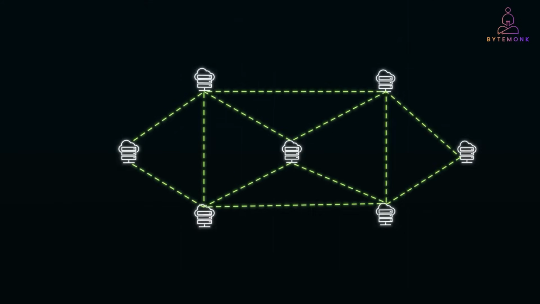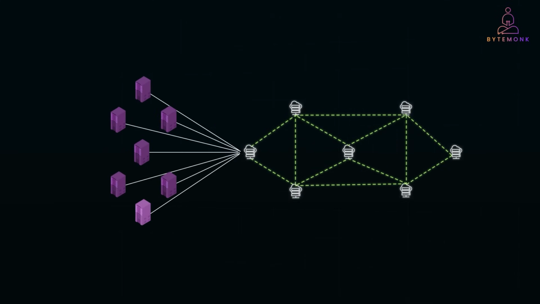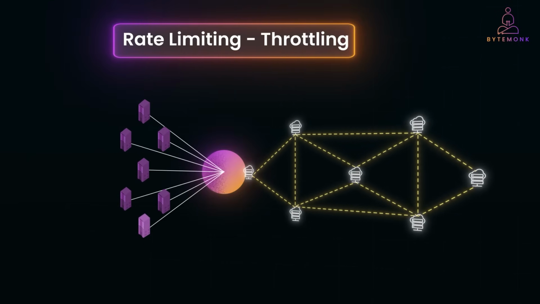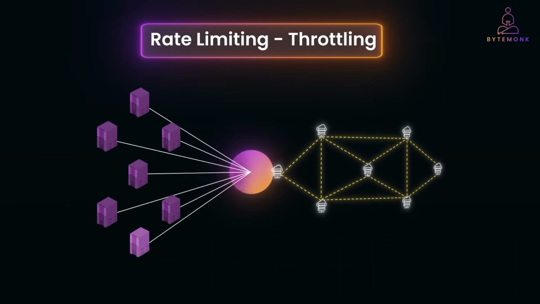In any distributed system, we deal with a lot of client requests. And if these requests flood your server all at once, it can cause slowdowns or even outages. Rate limiting and throttling help maintain system stability by controlling the flow of incoming requests.